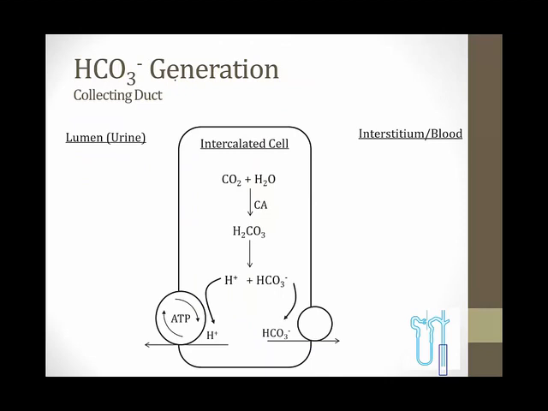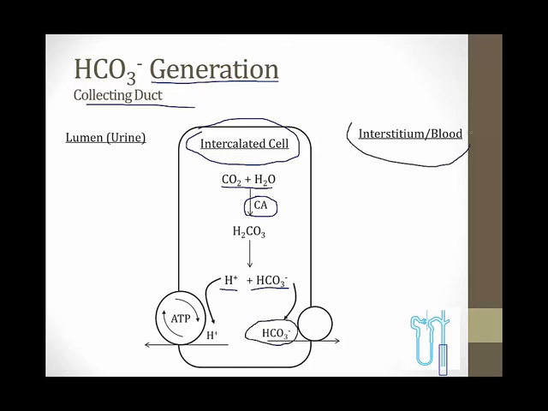Once all the filtered bicarbonate has been reabsorbed, the next job of the kidneys is to generate new bicarbonate to replace any that was used as a buffer for non-volatile acids. This process occurs in the collecting duct. In the intercalated cells of the collecting duct, carbon dioxide and water is combined via the enzyme carbonic anhydrase. This forms a molecule of bicarbonate and a proton. The bicarbonate is reabsorbed into the interstitium and blood, and thus the kidneys have generated a new molecule of bicarbonate.